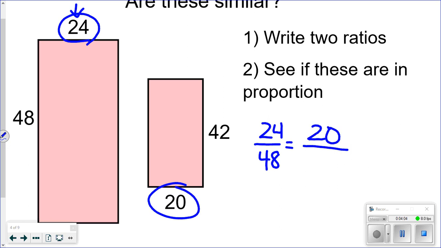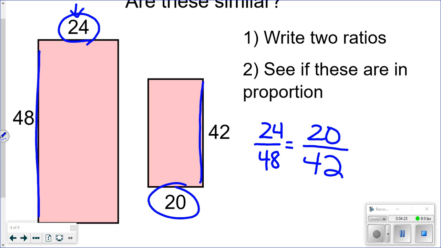Now 48 and 42 correspond because they're on the longer sides of the rectangle, so 42 goes here. Now you're going to see if it's in proportion by doing many of the ways that we talked about. You could use cross products, you could use division, you could use reducing. So let's see, if I do this one, I'm going to use cross products. I like that one the best.